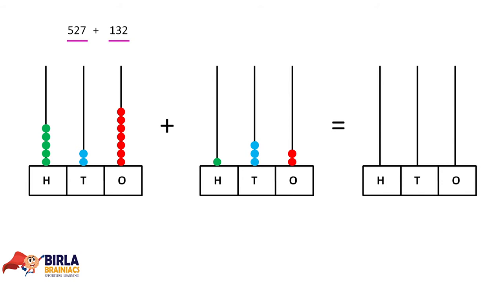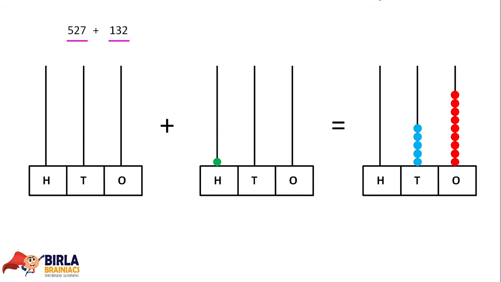Okay, so what we will do here is first we will remove all the ones beads of the first number and put them in the ones rod of the answer. Similarly, all the ones beads of the second number. Same way, tens beads of the first number, tens rod of the answer, tens beads of the second number, tens rod of the answer. Similarly, hundreds beads of the first number, we'll put them in the hundreds rod of the answer, hundreds beads of the second number, in the hundreds rod of the answer.